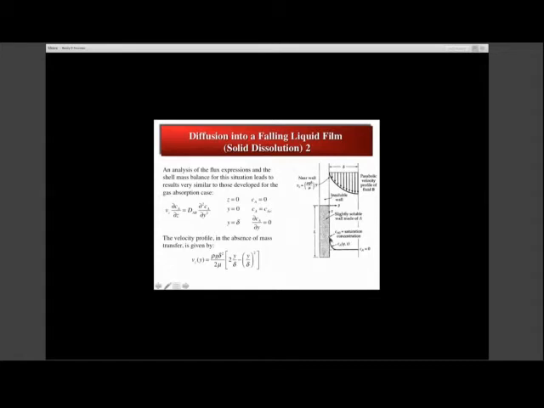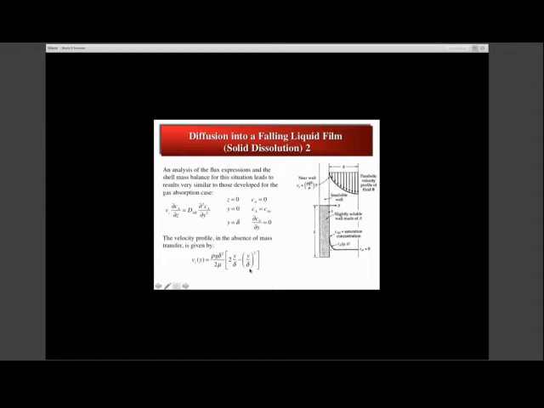The boundary conditions are basically analogous ones to those that we had before. At the solid-liquid interface, the concentration of A is its equilibrium partitioning into that liquid, and then out here at Y equals delta, at the edge of the liquid film, we assume that there's essentially no flux of A, that A is not evaporating from the surface, if you will. The velocity profile, again in the absence of mass transfer, is given by this expression.